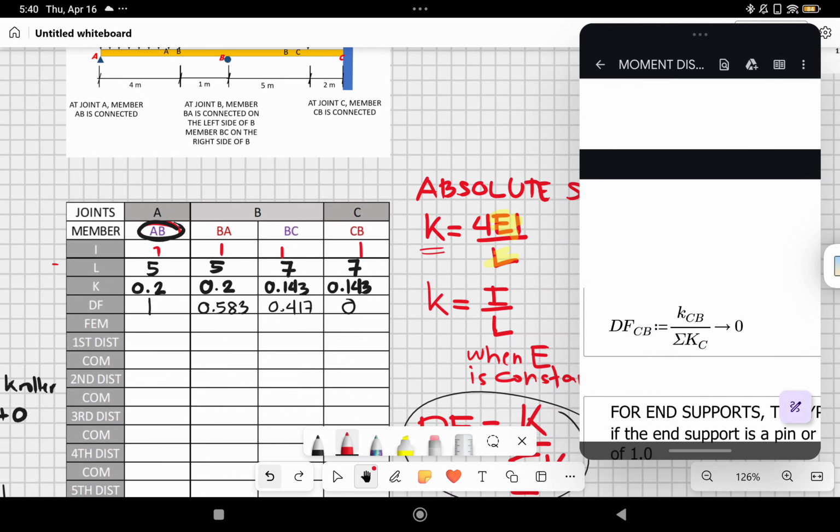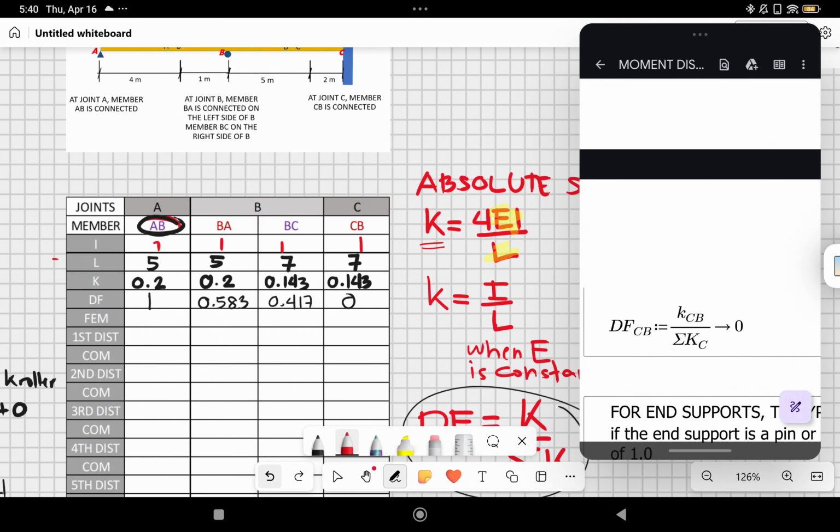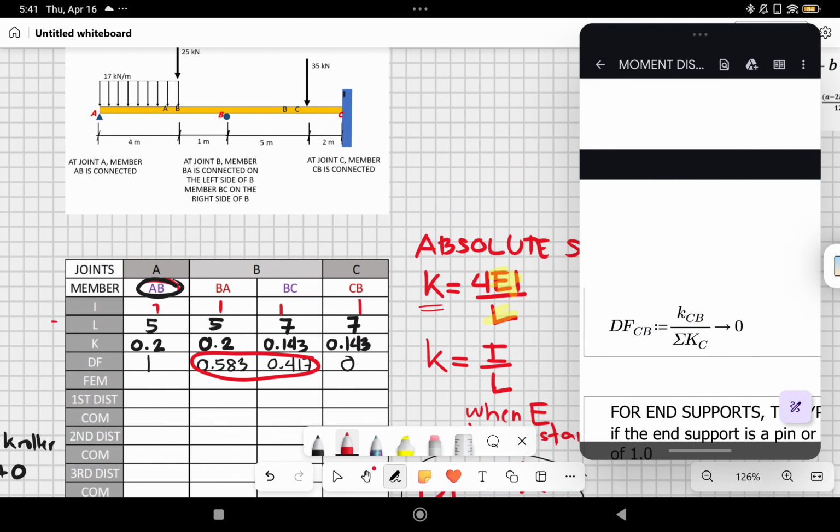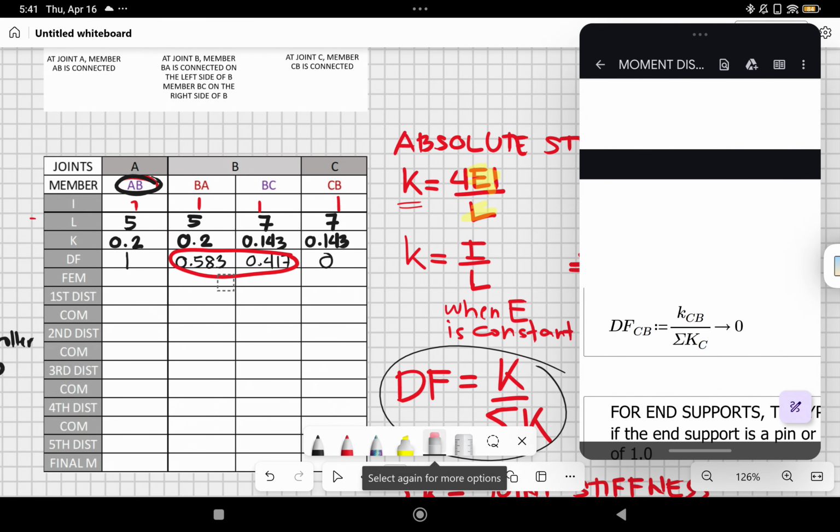Also, to check, if you add the distribution factors of the members connected with this joint, BA at this part and BC at this part, you should get a value of 1. 0.583 plus 0.417 is equal to 1. So that always holds at a joint.